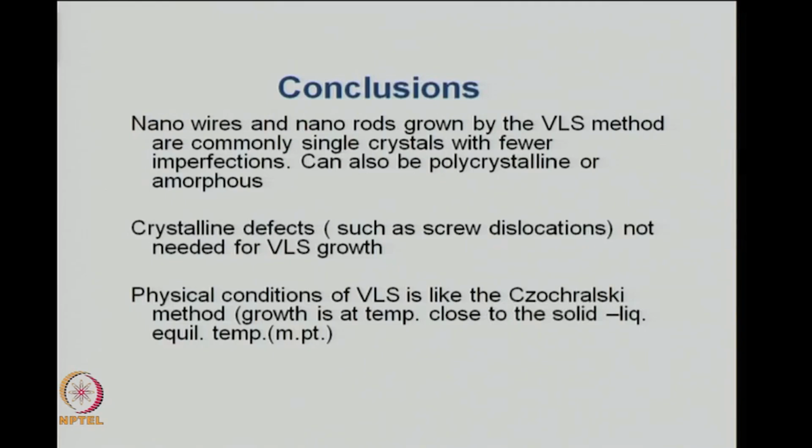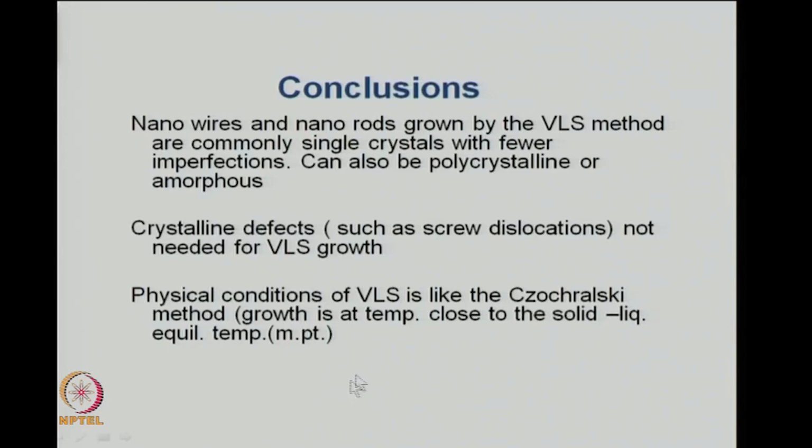So, to conclude, with the vapor liquid solid method, we can easily grow nanowires and nanorods by the VLS method. We do not need any defects, and hence the crystals that we grow also have fewer defects, because we do not start with any defects. Although we grow single crystalline rods, we can also grow polycrystalline or amorphous rods using the VLS method. The most important thing is that crystalline defects like screw dislocations, which are required in other methods of growth, are not required for the VLS growth mechanism.